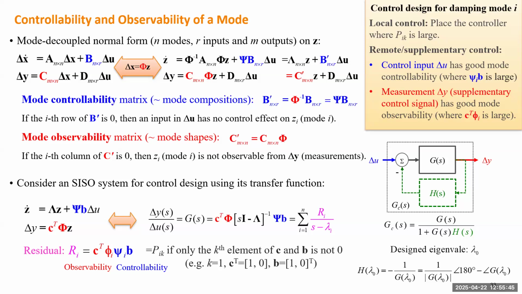So which variables will have the largest contribution to the mode? We can utilize the matrix phi and the matrix psi to find out the control variables and also the variable to collect the measurement data to observe the state variable. So this is what we talked about at the end of the last lecture.